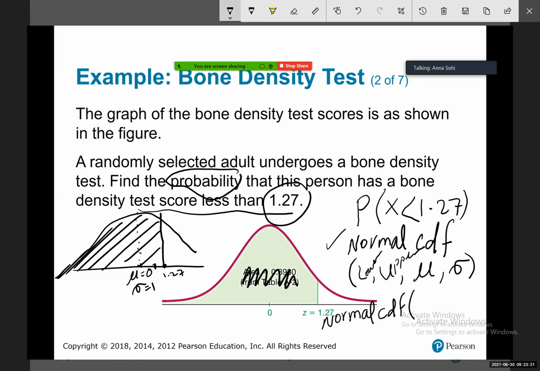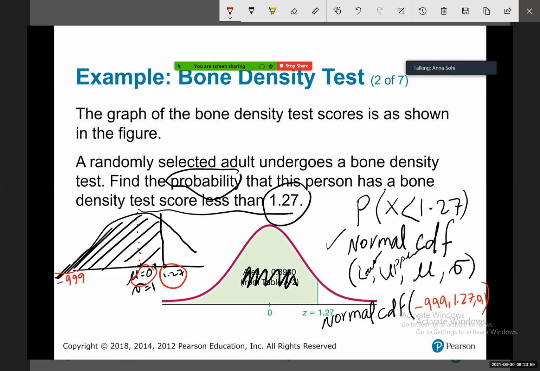Do you all follow so far? You don't know where that below is ending. It's going forever on the below side. I imagine it's a very, very small number, so I let it be negative 999. I don't know where my lower is, so I put negative 999. My upper stops right here at 1.27. Mu is 0, so I put 0, comma, 1. You close it.